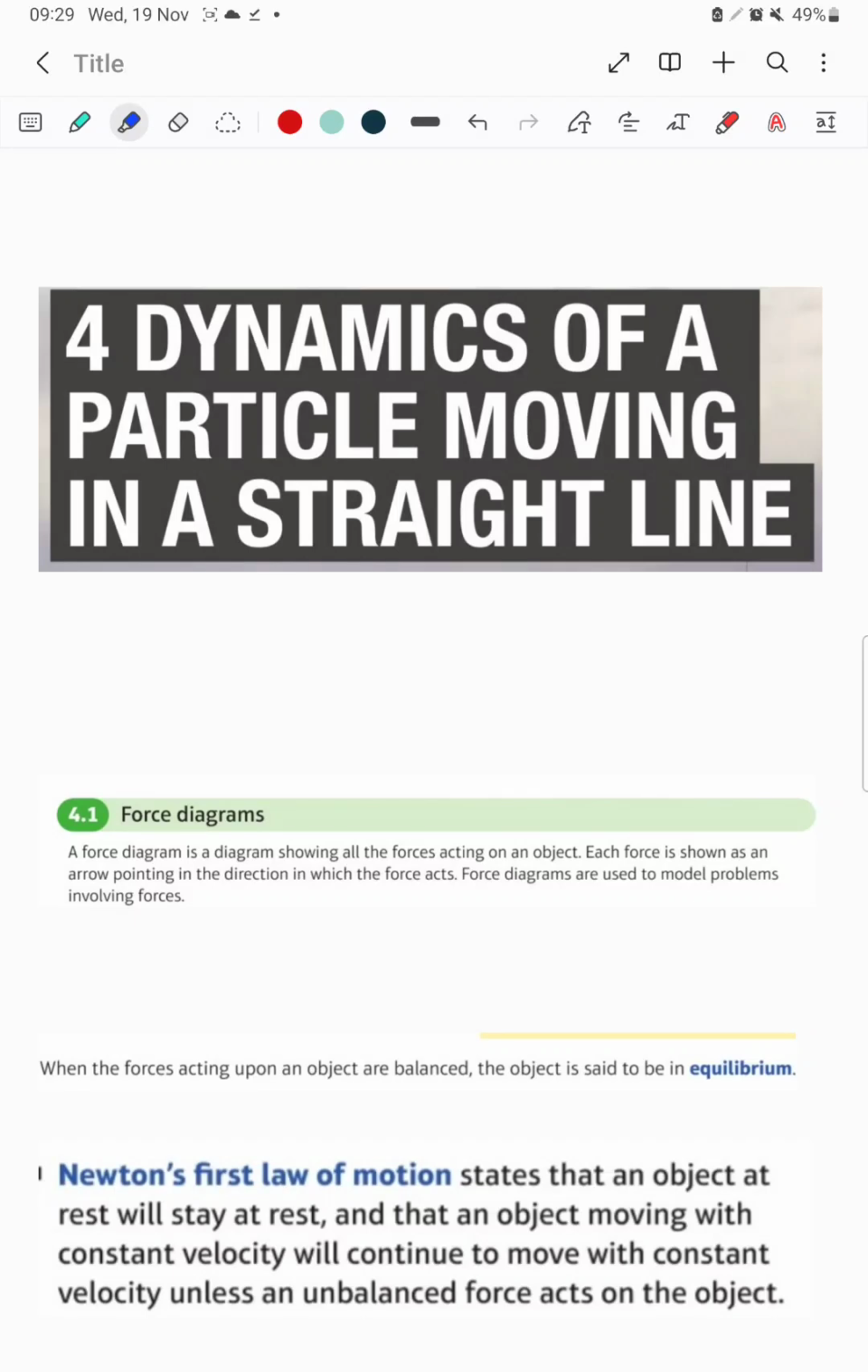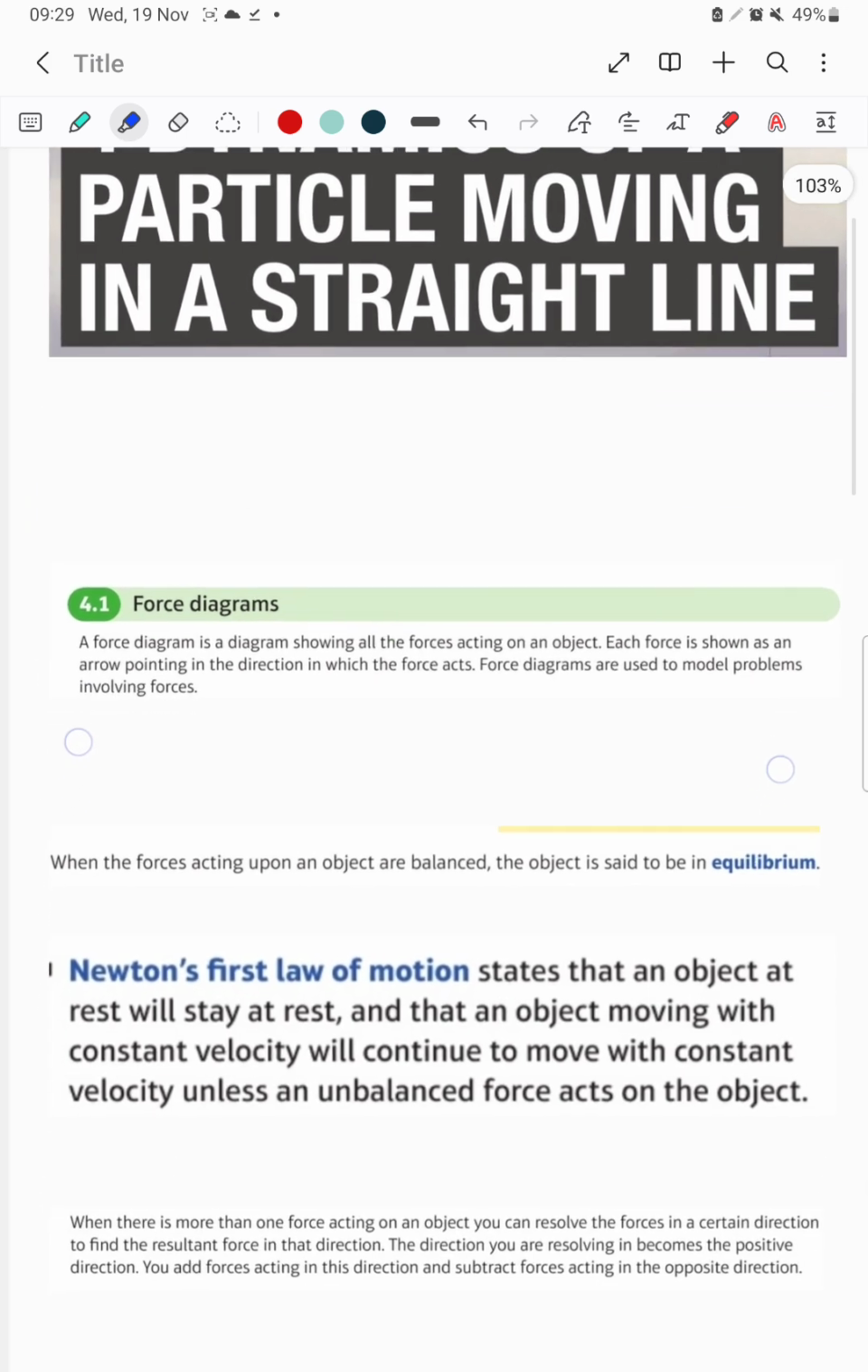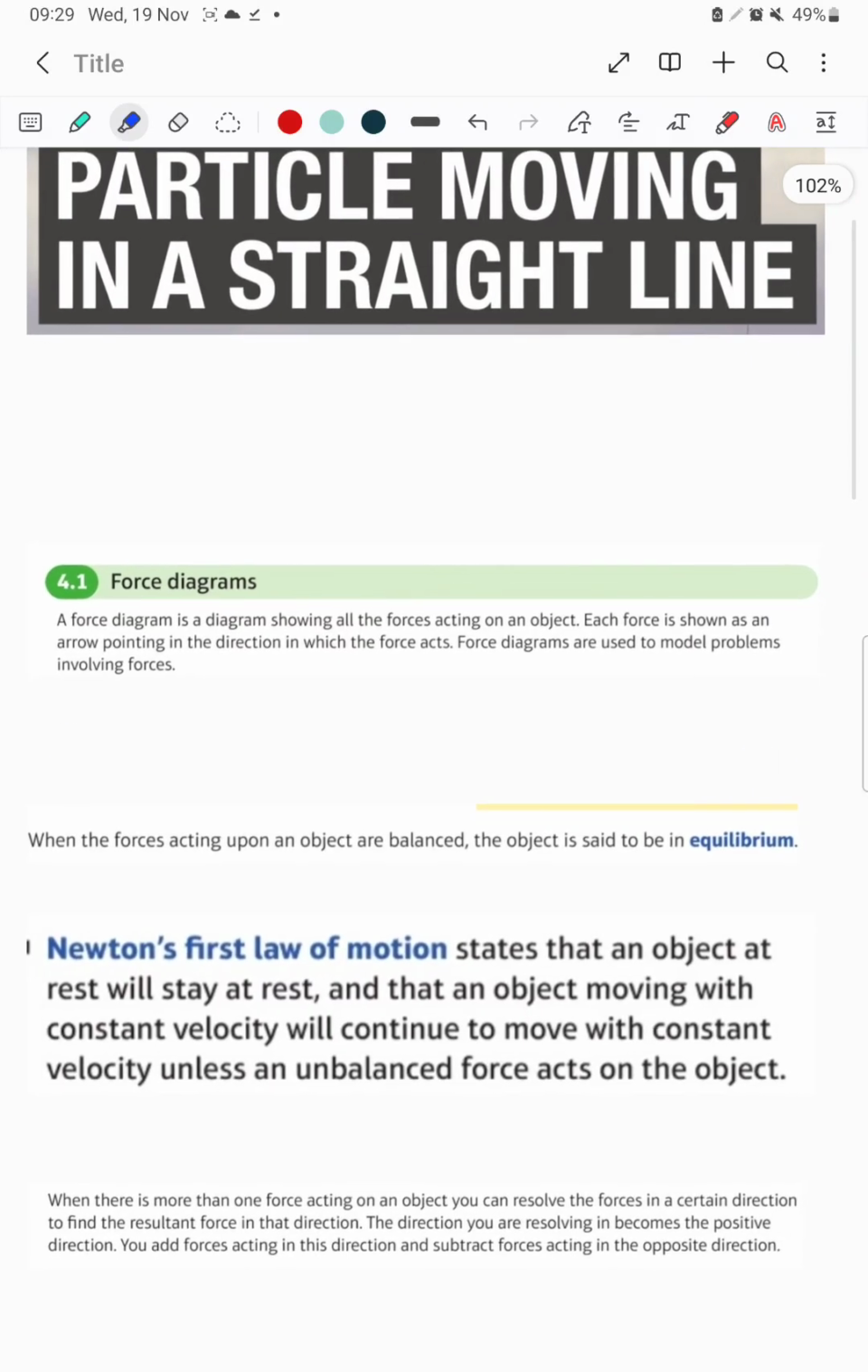Hello everyone, this is chapter 4 of Mechanics, Pearson Edexcel IAL, and the name of the chapter is Dynamics of a Particle Moving in a Straight Line. Basically, this chapter is based on the forces which are acting on a particle that is moving in a straight line. So here are some of the terms we need to understand before we start doing the questions.